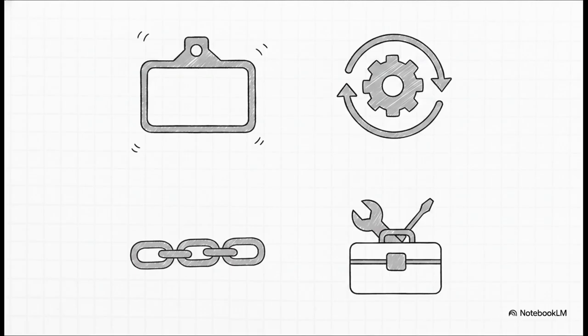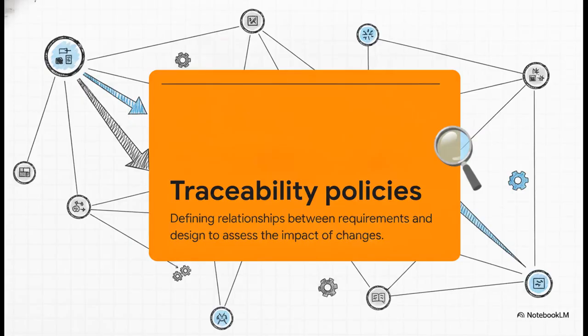Let's break down the most critical ones. First up, let's talk about identification and traceability. Every single requirement must be given a unique ID so it can be easily cross-referenced. And this directly ties into your traceability policies. Traceability means we actively define and track the relationships between individual requirements and between those requirements and the actual system design. Why is this so crucial?